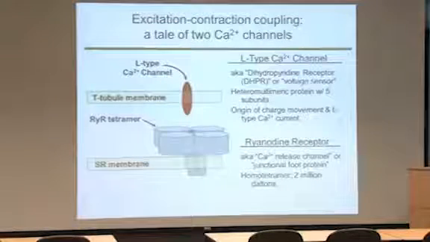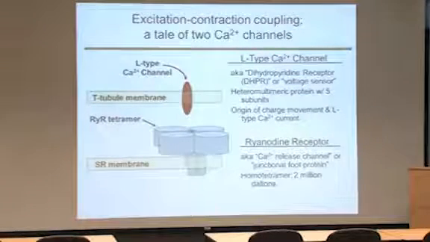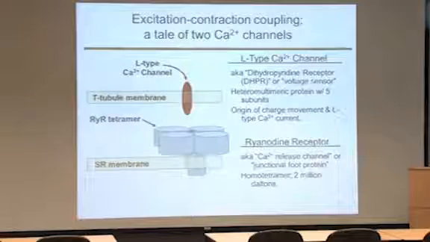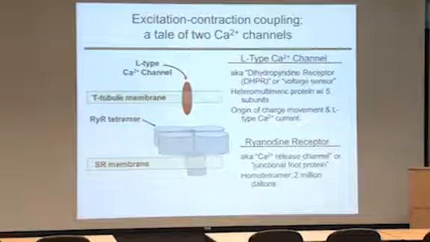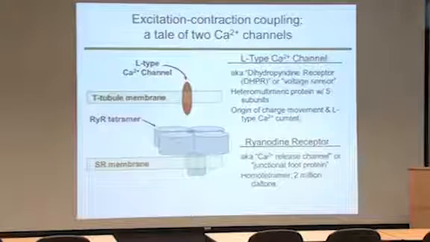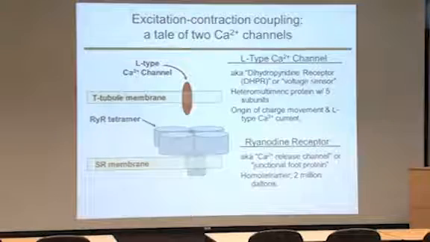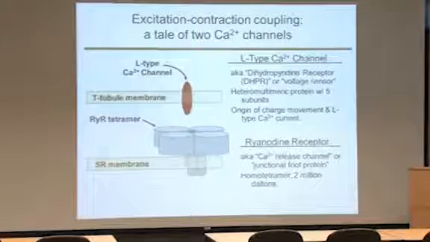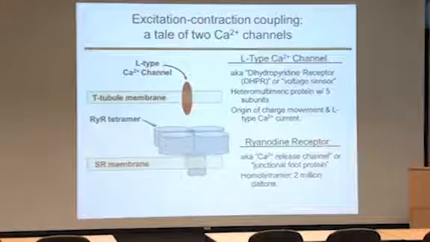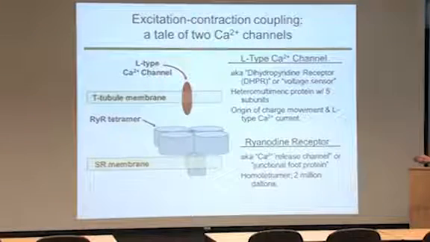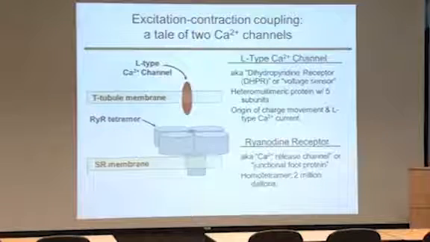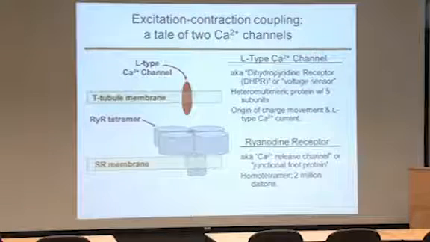So the L-type channel is also known as the dihydropyridine receptor, or sometimes called the voltage sensor, depending on what function you're studying. It's known as the dihydropyridine receptor because it binds a class of drugs known as dihydropyridines. These are clinically relevant as they're calcium channel blockers and used for regulation of blood pressure and to modify the strength of the heartbeat. It's a heteromultimeric protein. There are five different subunits, and it's the origin of what is known as the transverse tubular charge movement in skeletal muscle, and also the L-type calcium current.